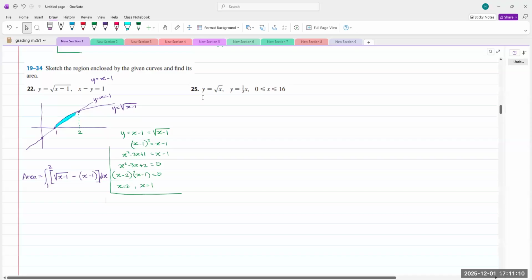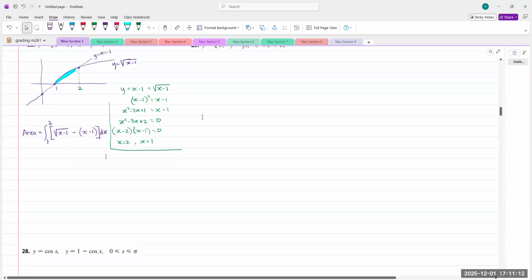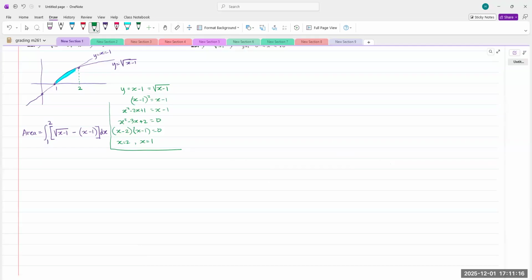Okay, now how to integrate these? That's a bit challenging, I think. I need to separate that, it seems. Let's separate this. So this is the integral from 1 to 2 of square root of x minus 1 dx, minus the integral from 1 to 2 of x minus 1 dx.